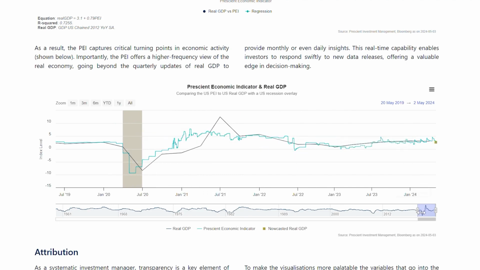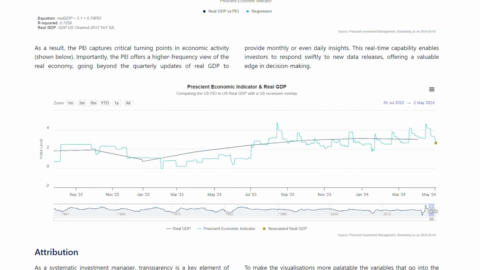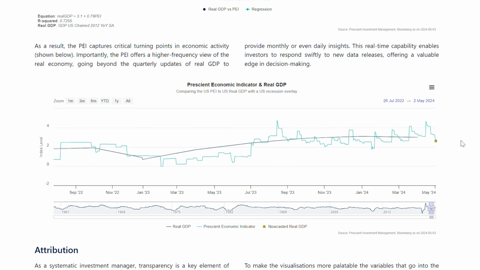So where are we at present? If we zoom right in at the end here, we can see an assumption on GDP growth of around 2.9 to 3%. So above trend growth, or just at trend growth in the United States. This is real trend growth, so it's over and above inflation.